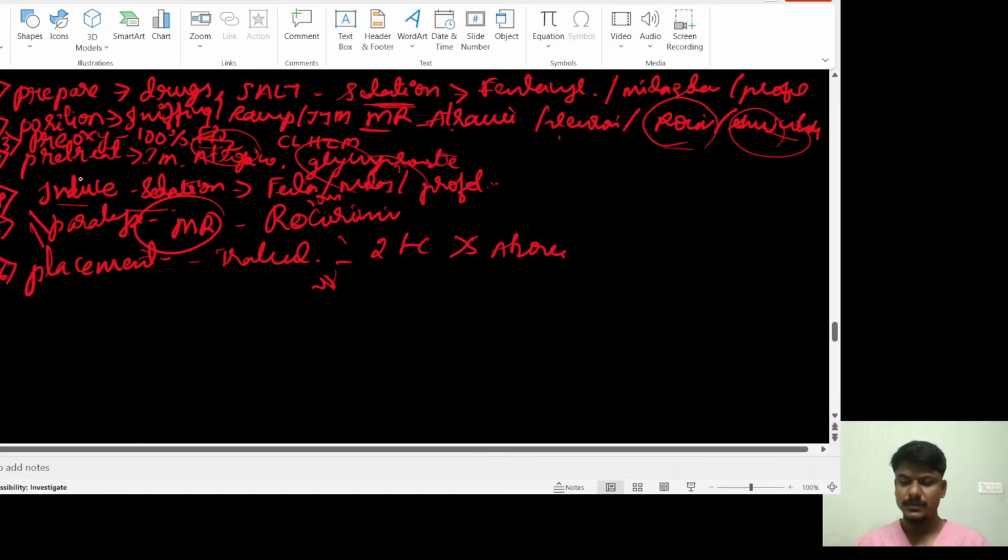We place the tube. Next, what you are going to do is post-tube placement management. We'll confirm the tube placement. We'll take an X-ray.